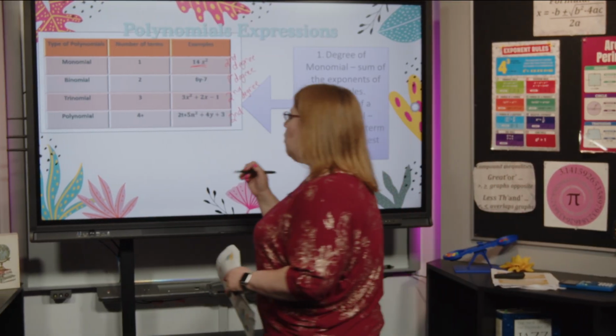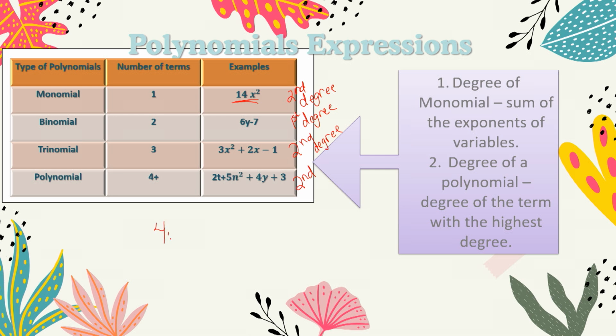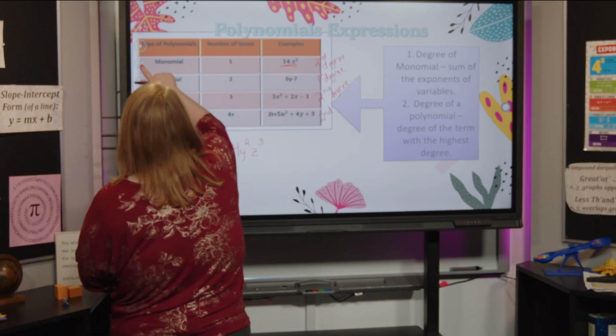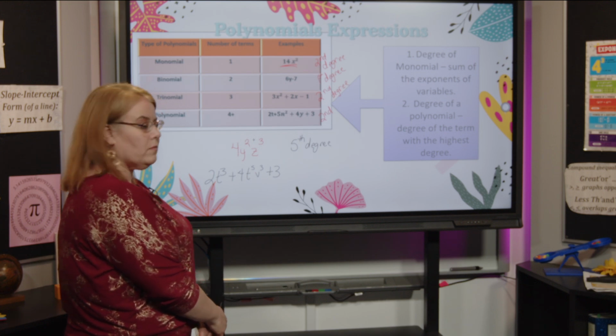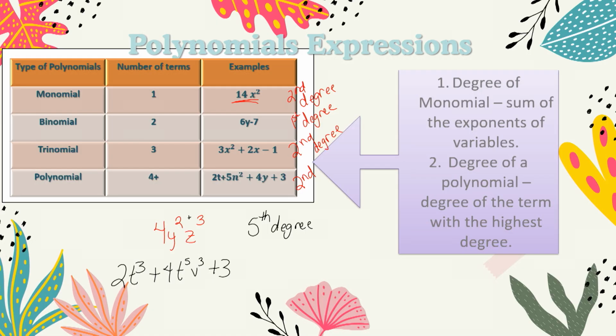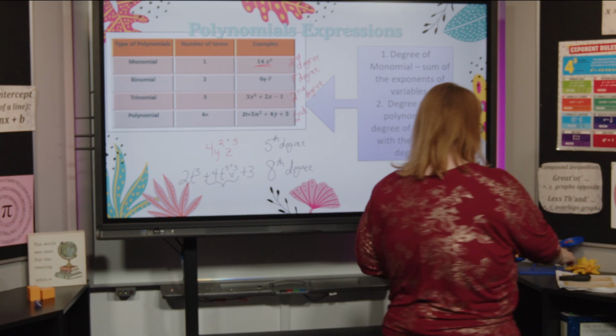So let's look at some more examples. What about if I had this? 4y to the second, z to the third. That's one term. So over here it says the sum of the exponents. So that means what I'm going to do is add these exponents. So it would be the 5th degree. Let's do one more example like that. So let's see. What about that one? So I see that this middle term has 2 exponents. I'm going to add them. So I would say this is to the 8th degree. Good job.